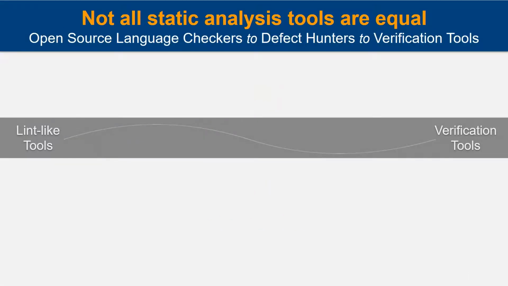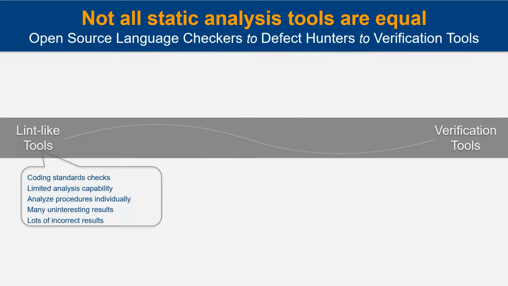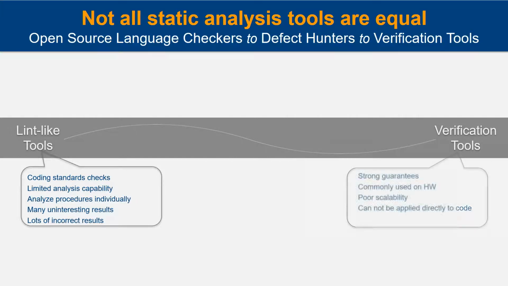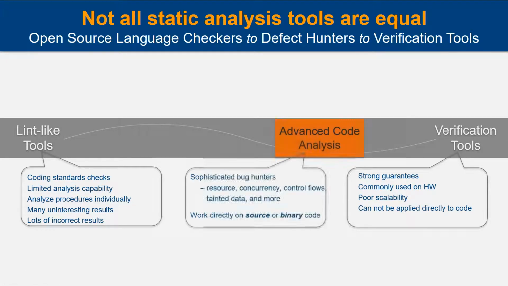So not all static tools are the same. As I mentioned, you have PC-lint, CPP check, and so on. That is more a low-level tool, and then we have a more verification tool. It's usually used on hardware and this kind of thing, but it's not very easy to scale. And then we have some advanced code analysis, and that is what CodeSonar does, that we're going to talk about today.